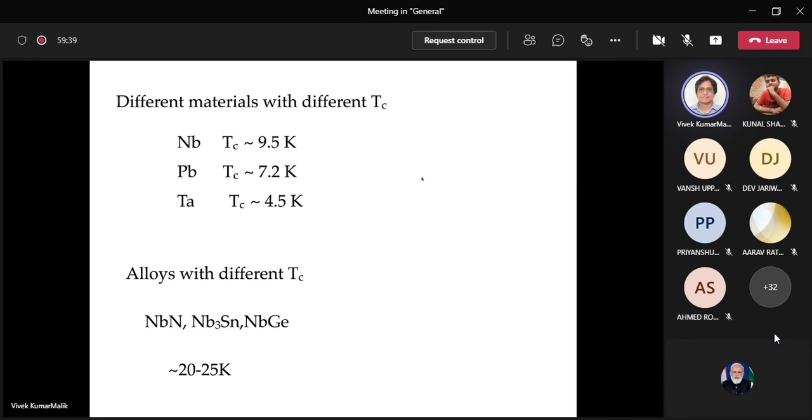Now just some information: different materials with different TC. Niobium TC is 9.5 Kelvin. Lead TC is 7.2 Kelvin. Tantalum 4.2 Kelvin. There are some alloys with different TC values: niobium nitride, niobium tin, niobium germanium, which has 20 to 25 Kelvin. And these are actually the materials which are really useful for practical applications, these kinds of alloys.